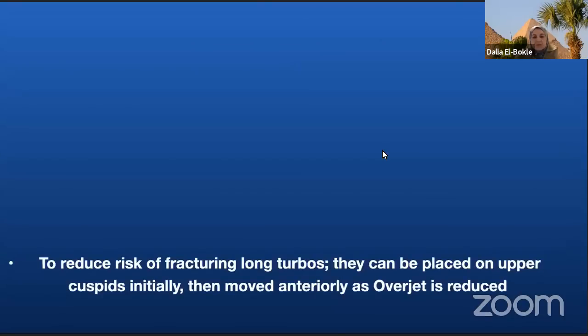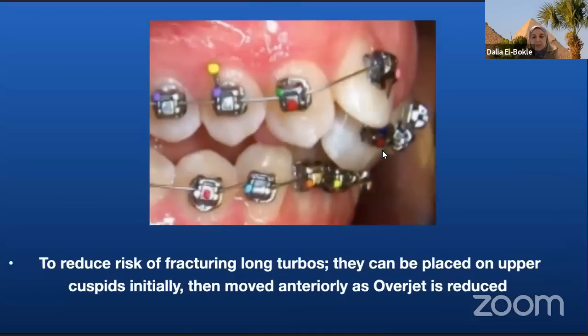So to reduce the risk of fracturing the long turbos and try to avoid them altogether, you can place them on the upper cuspids initially, and as you reduce the overjet, then you can move them to the upper incisors. But still, when placing them on the upper cuspids, you have to make sure that they are wide enough transversely so that the patient will not move the jaw sideways and bite again lingual to the turbo.